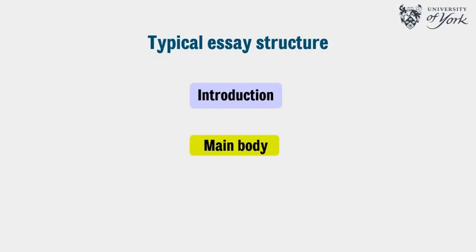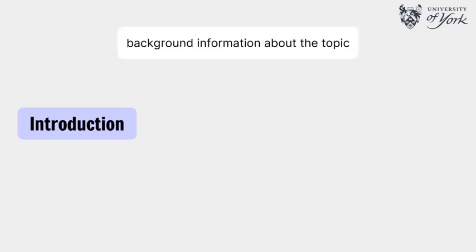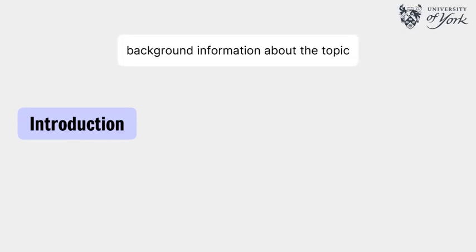There are many different ways of structuring your work, but the majority of academic writing follows a standard structure which features an introduction, main body, and a conclusion. In the introduction, you will provide any necessary background information about the topic of the essay. You may also want to identify the key points, controversies, or angles that you're going to cover without going into too much detail at this stage.